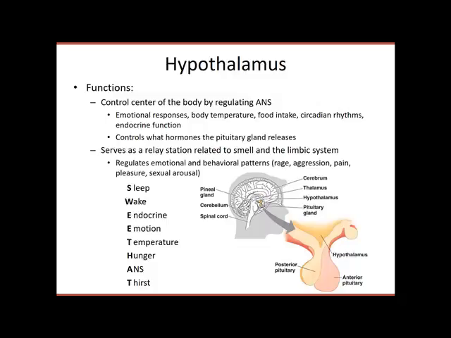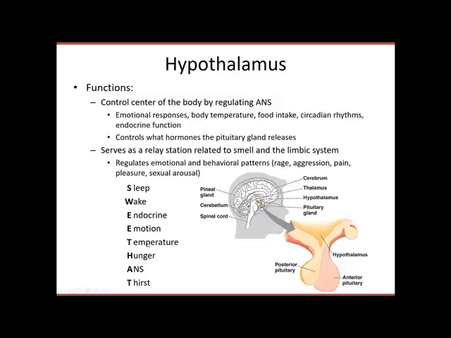There's a neat little mnemonic we can use to remember all this. SWEAT HAT, read top to bottom. Sleep and wake. Alright. Endocrine. Endocrine is control of all the hormones. Alright, oops. Emotion. We just said the bar emotions, rage, aggression, etc.